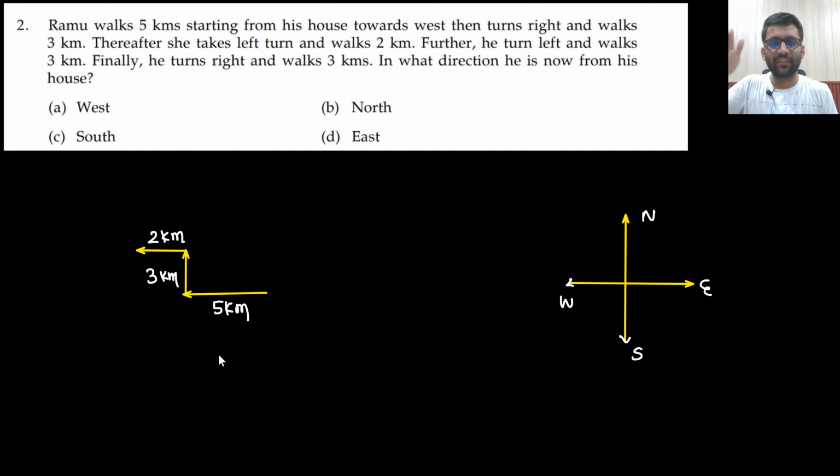Further, she takes a left turn. So she is looking in this direction now, and she takes a left turn. That means in this way she will come, here she will come. Then she takes a left turn and walks 2 kilometers. Furthermore, she turns left and walks 3 kilometers.